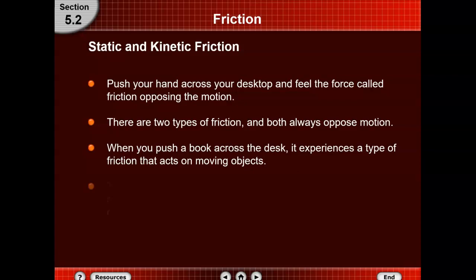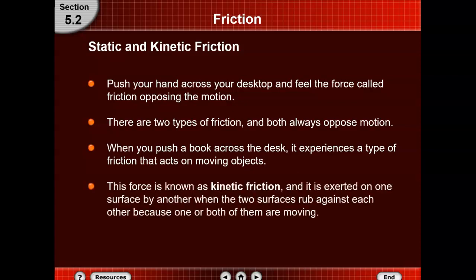Okay. And the first type of friction is called kinetic friction. Kinetic means motion, so that's friction in motion. So when two objects are in motion, or one object is in motion and rubbing against another one, that makes kinetic friction. Okay, it's like if your tires are going along the ground as you're driving, the friction between the tires and the road while it's moving is kinetic friction.